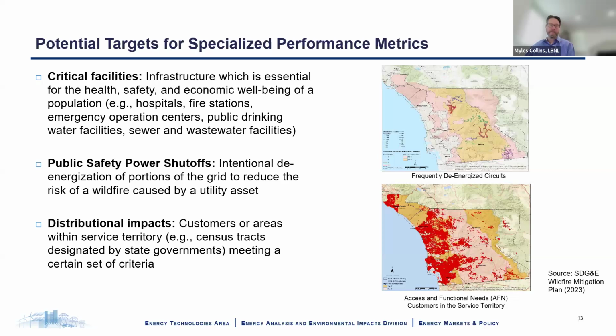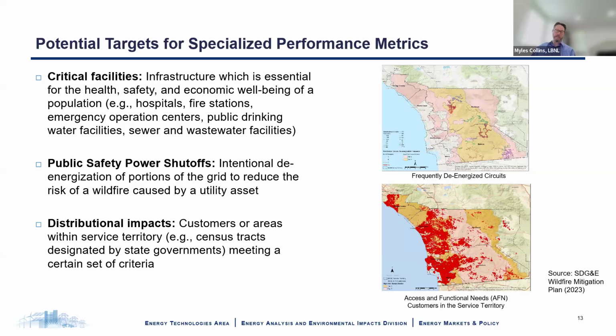Performance metrics can have specific targets in the context of resilience. So for all the measures that we are looking at, in particular the interruptions and restoration, we can look at critical facilities. So infrastructure, which is essential for health, safety, and economic well-being. This could be hospitals, fire stations, emergency operation centers. So looking at this critical infrastructure and what the interruption metrics are for those for circuits that have those.